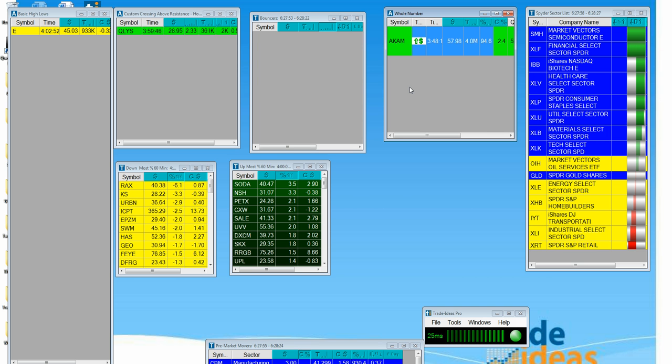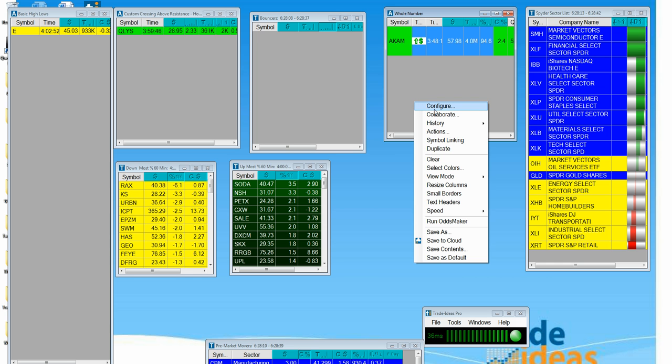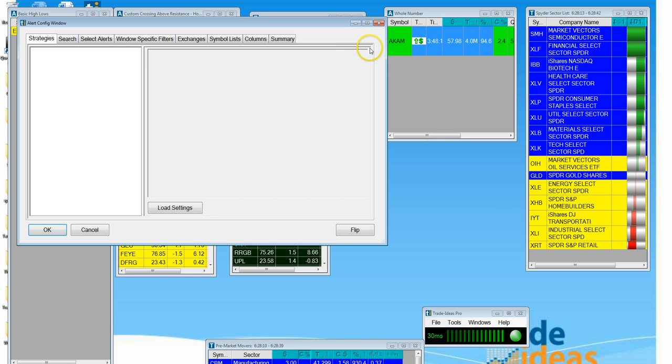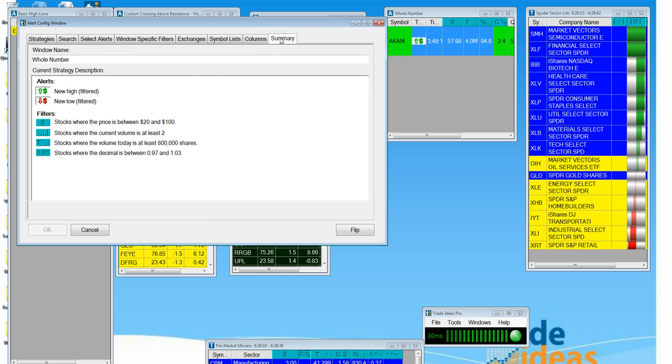We see a lot of stocks bounce off a whole number, or if the stock goes through the whole number, then it may just keep continuing down. So I kind of like to see what's happening at that whole number. So let me just show you when I go to the configure file and I click on summary. This, in English language, is telling me what this strategy window is doing.